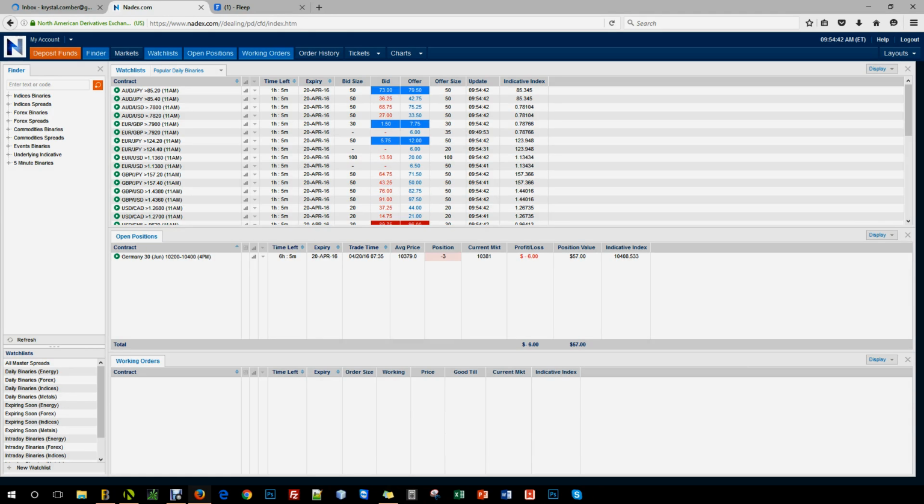spreads on Nadex. Okay, I've had a few of you ask me about that and how to enter, when to exit, how to exit the trades, and how to navigate to where they are on the Nadex platform. So this is Nadex right here. As you can see, I had already entered a spread trade here.